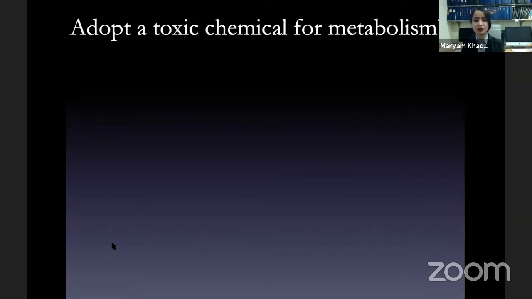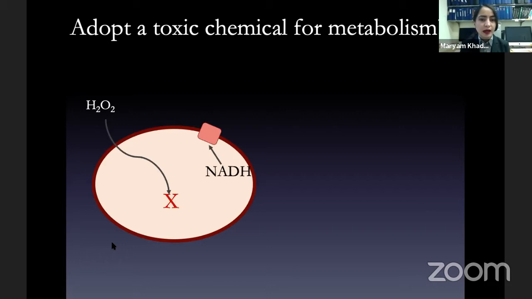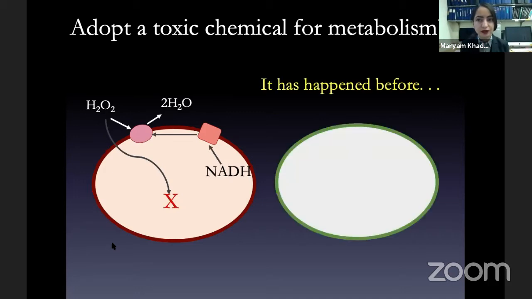Now, what I just suggested was adopting the toxic chemical for metabolism. What I'm saying is that hydrogen peroxide is toxic, gets inside the cell, and it causes all of those damages that I talked about in the beginning of the talk. And I suggest that it can be incorporated in the metabolism, and it can be used to the benefit of E. coli.